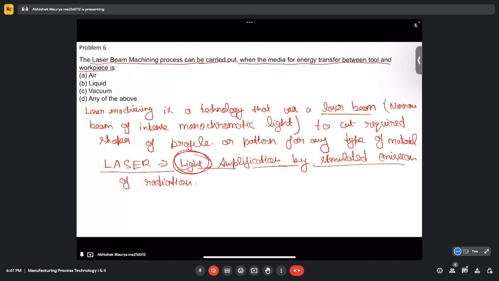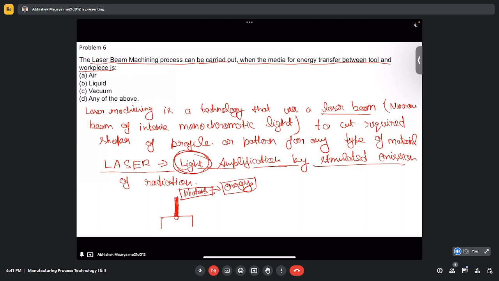So somehow, suppose we are creating an intense beam of light, and it is falling on the workpiece surface, and it is getting absorbed in the workpiece. What is there inside the light energy? There are photons. And photons carry energy, and this energy is used to increase the temperature of the workpiece.